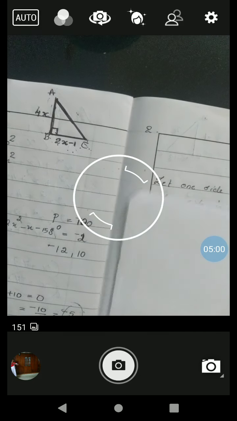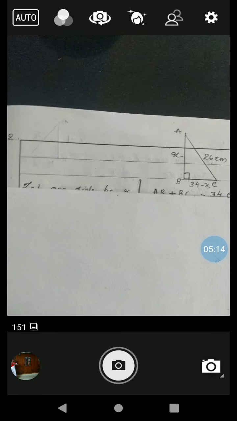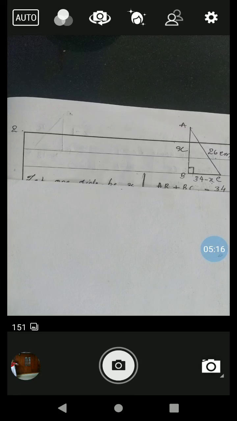Let's see second question. Question number 2. I'll read the question. These are very simple questions, so no need of much explanation. We have already learned this type of questions in standard 9. I'll explain that and you can do by yourself.